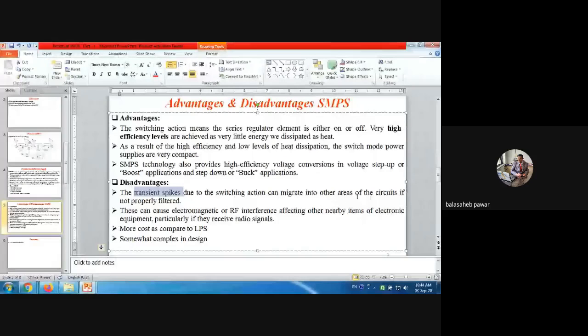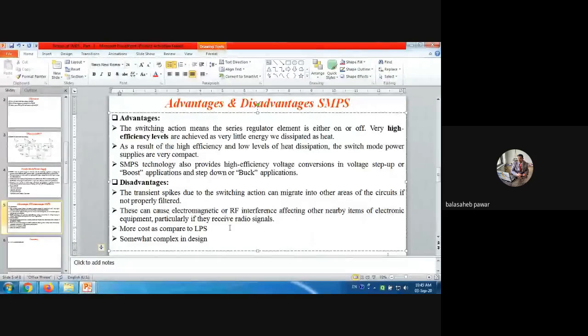Second one is the electromagnetic effect. These generated high frequency transient spikes can cause electromagnetic or RF interference, which affects other nearby items of that electronic equipment, particularly if they are receiving radio signals.